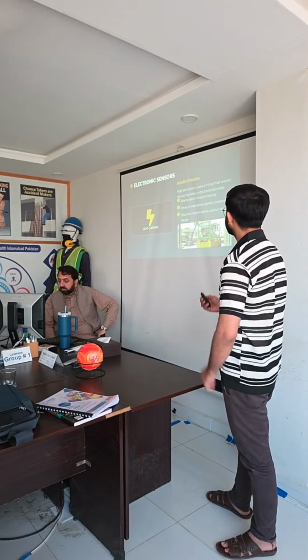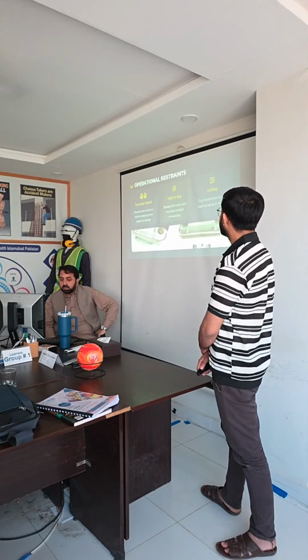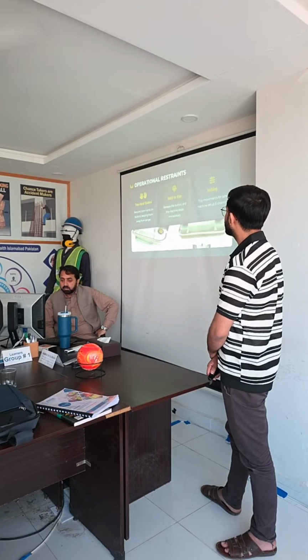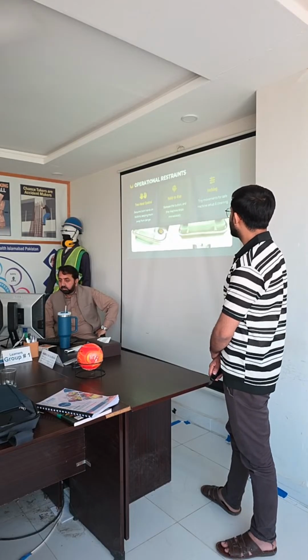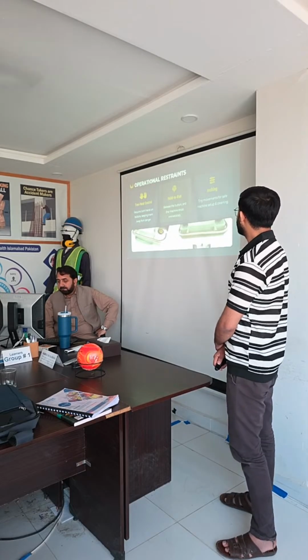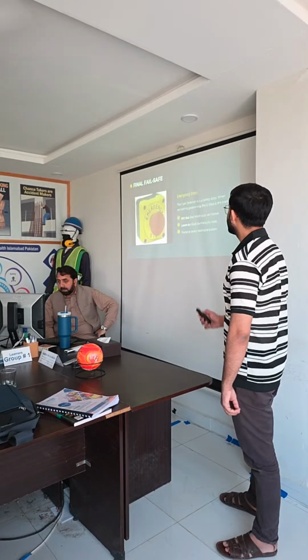Very good. Now this is operational restraints. We have three. Two-hand control requires both hands on the button, keeping them away from danger. And second is hold to run. Release the button and the machine stops immediately. And third is inching. Teeny movements for safe machine setups and cleaning.